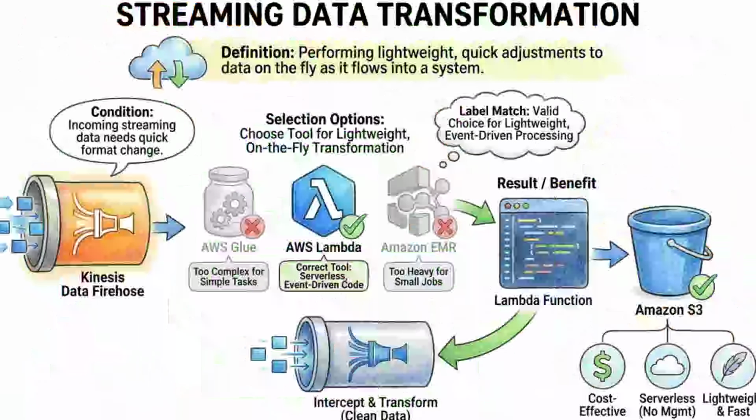A common exam scenario involves incoming data arriving in Kinesis Data Firehose that needs a quick format change before being saved to Amazon S3. You can configure Firehose to trigger a Lambda function, which intercepts the data, cleans it up, and passes it right back to Firehose for final delivery. This is a brilliant, highly cost-effective way to perform lightweight data engineering on the fly.